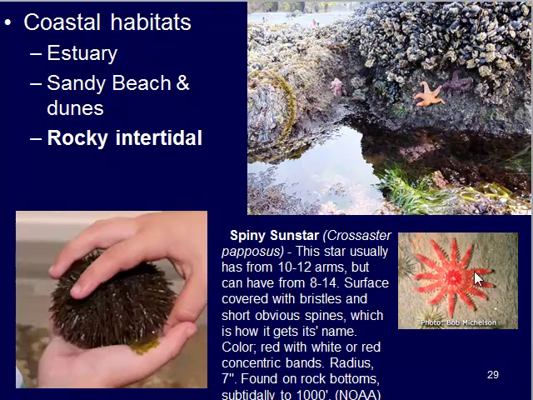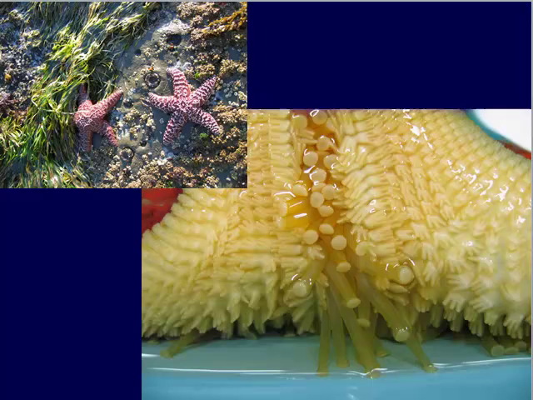We see sun stars. Some of these sun stars have multiple arms, 10 to 12. Normal, regular sea stars tend to only have 5. Some of them can be covered in spines. They can be red, they can be purple, all different colors. Pretty amazing stuff. And these sea stars, or starfish as people call them, are pretty amazing.